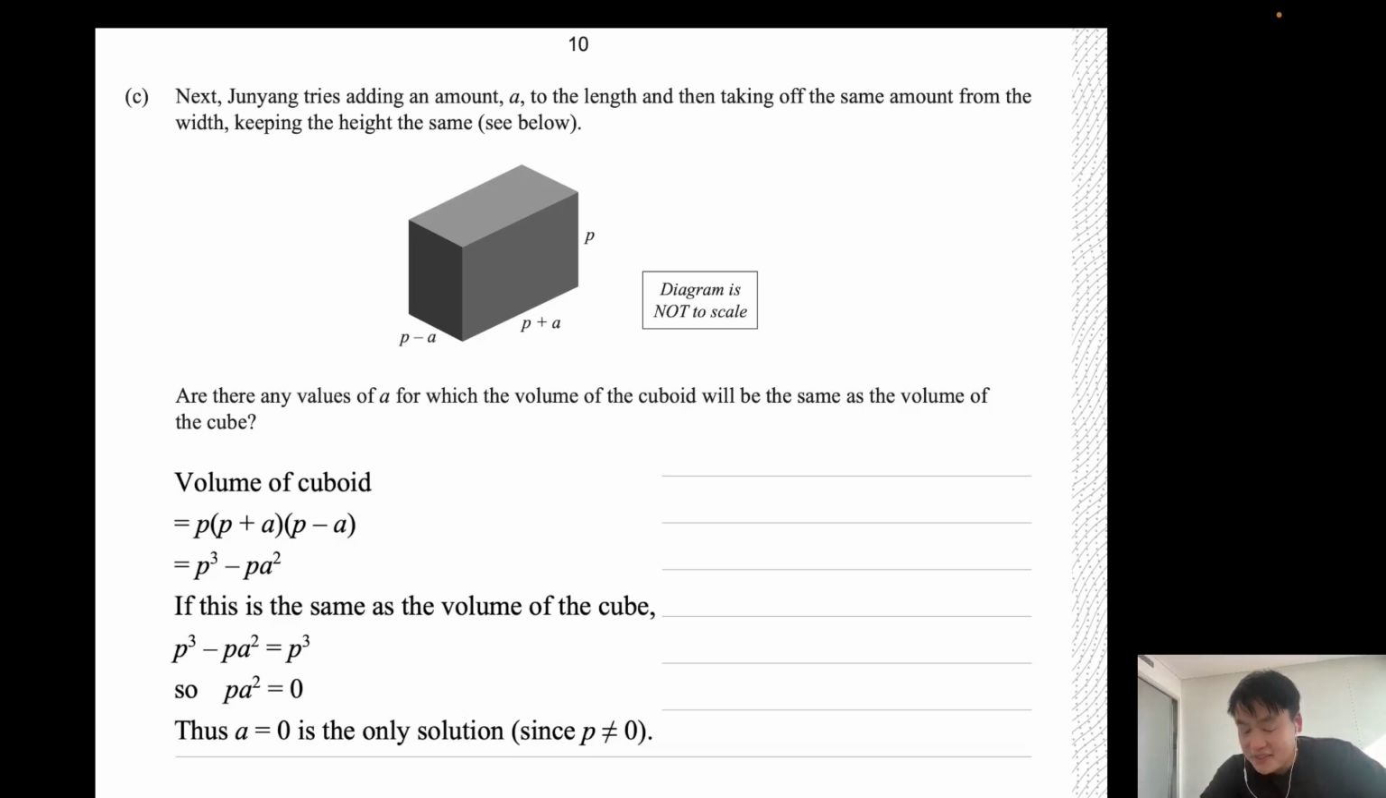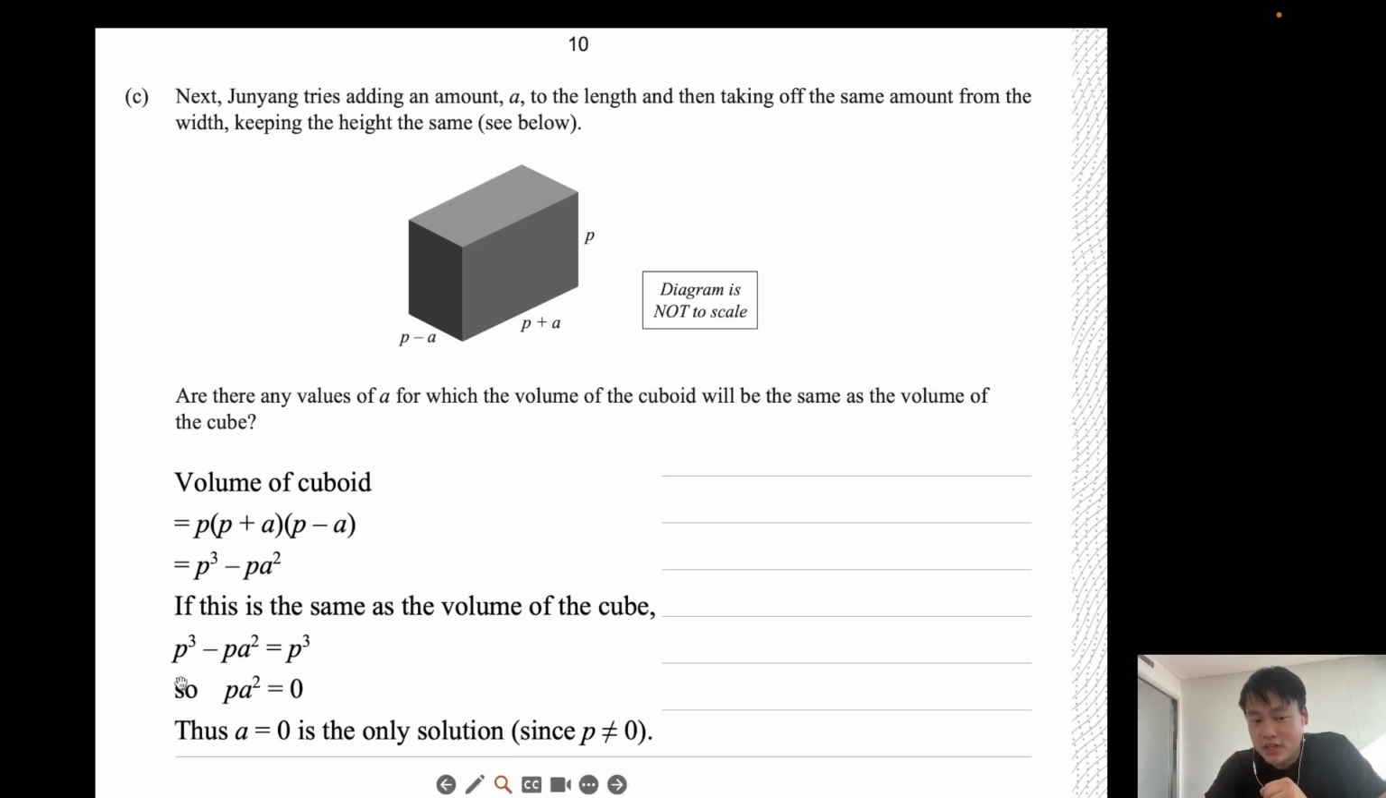Okay? If they're asking you any values of A for which they can be the same, it just means, well, try to find if there's anything that can make it the same. And how would you find the value of A that makes the cuboid and the cube the same? It just means making the volume equations equal to each other, isn't it? Is that not the most logical thing to do? Because that's how you would solve for the value of A that makes them both equal.